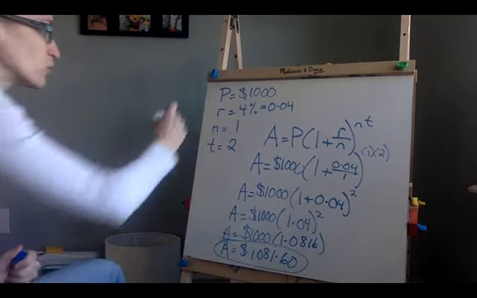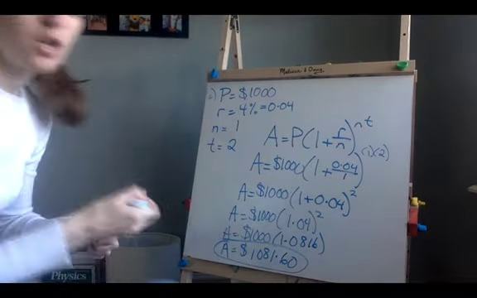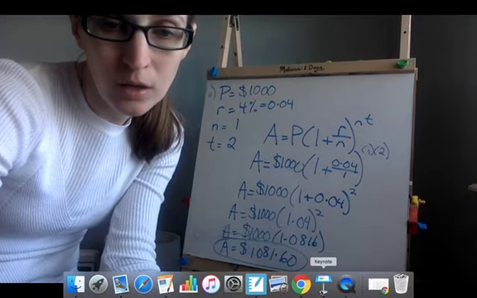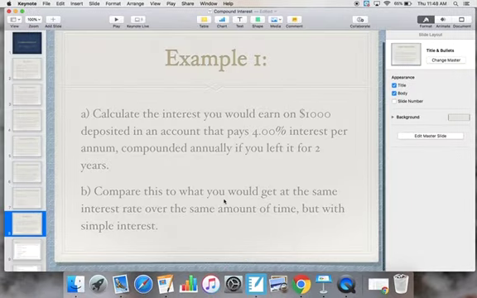All right, so that was your answer to part A, where it was asking you how much you are going to have in that account under those conditions. If we go back to part B, it says compare this to what you would get at the same interest rate over the same amount of time, but with simple interest. We're going to keep that number in mind. From part A, our answer was $1,081.60. But now we want to use those same values and see what would happen if I did this with simple interest.